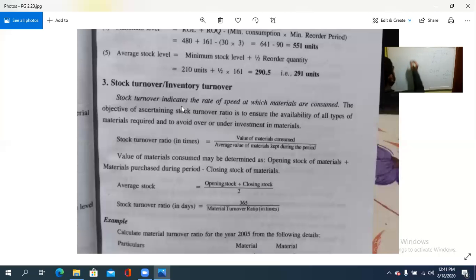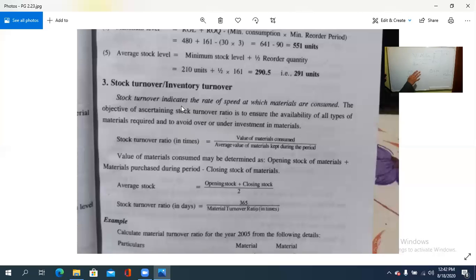So how is it to be calculated? Value of materials consumed divided by average inventory. Average inventory is opening plus closing stock divided by 2. Isn't it clear? So it is the rate of speed at which the material is consumed, so it doesn't bother about the understocking or overstocking of the investment in material. So that is the case.